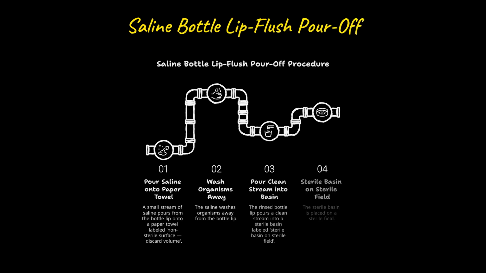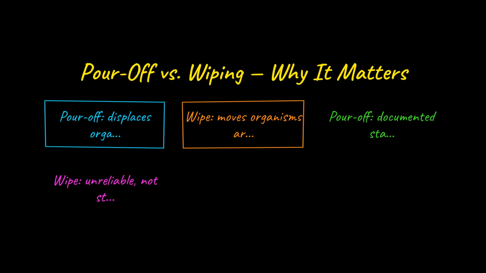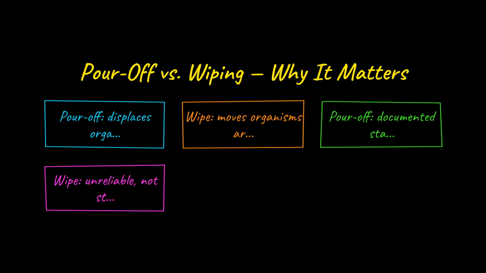The pour-off step works by rinsing the bottle lip with the first small volume of saline, directing it away from the sterile field onto a non-sterile surface. The remainder then flows from a clean lip into the sterile basin. The bottle itself never touches the basin or the sterile field. Wiping the lip with gauze is a common intuitive response but is not correct technique. Wiping may redistribute organisms rather than remove them, and even sterile gauze becomes contaminated the instant it contacts the non-sterile bottle. The pour-off method is the reliable, documented standard.